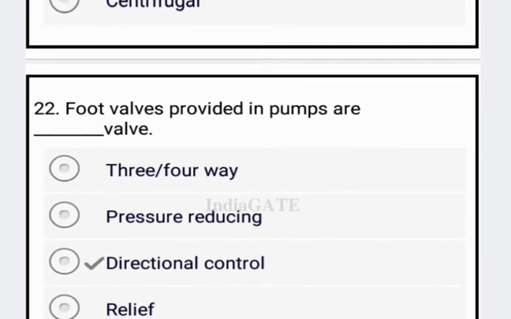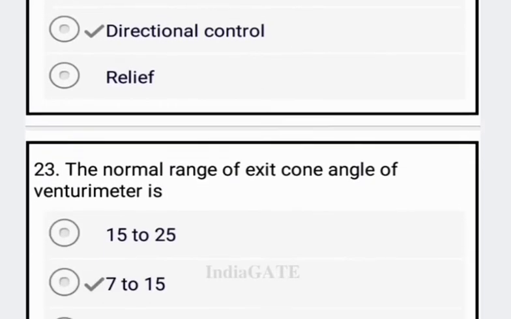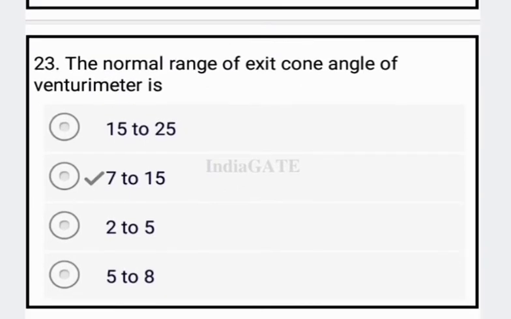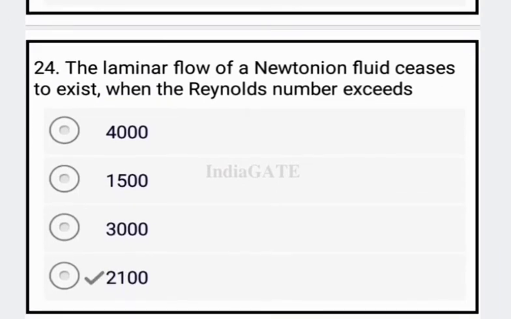Next question. Foot valve provided in the pump is a dash valve. So the correct answer is option C, that is directional control. The normal range of exit cone angle of the venturimeter is. So the correct answer is option B, 7 to 15. Next question. The laminar flow of a Newtonian fluid ceases to exist when the Reynolds number exceeds. So the correct answer is option D, 2100.